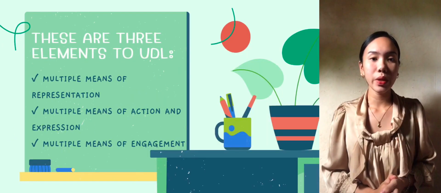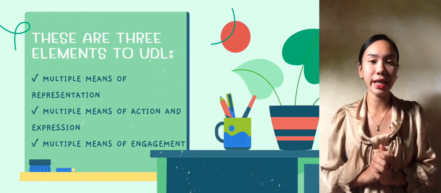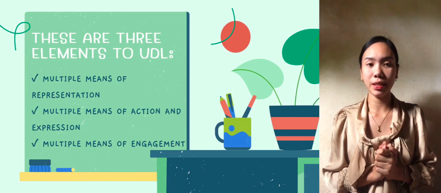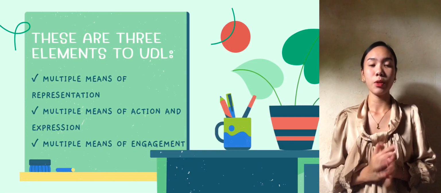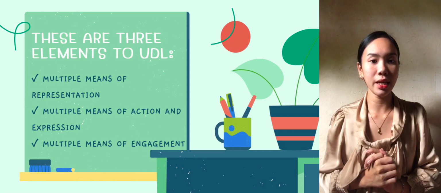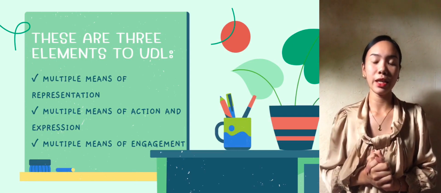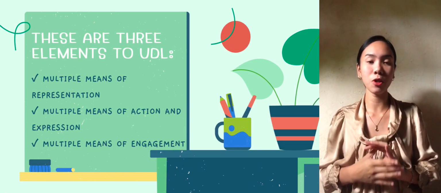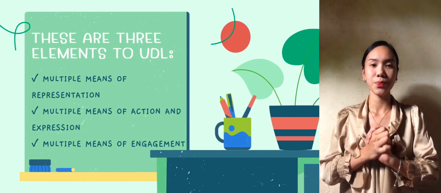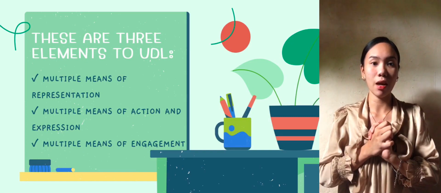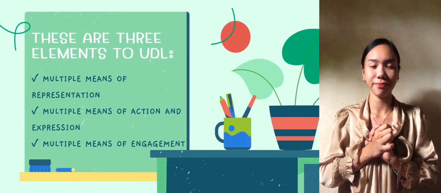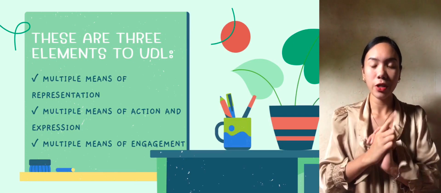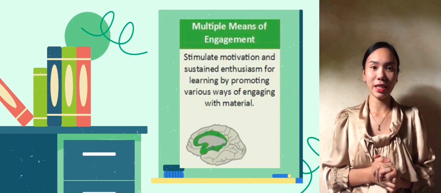Next, these are the three elements of UDL: number one, multiple means of representation; number two, multiple means of action and expression; and number three, multiple means of engagement. These three, we will have a little more discussion on, so that you will understand what these elements of UDL are. Okay, so we're going to have this first, the multiple means of engagement.